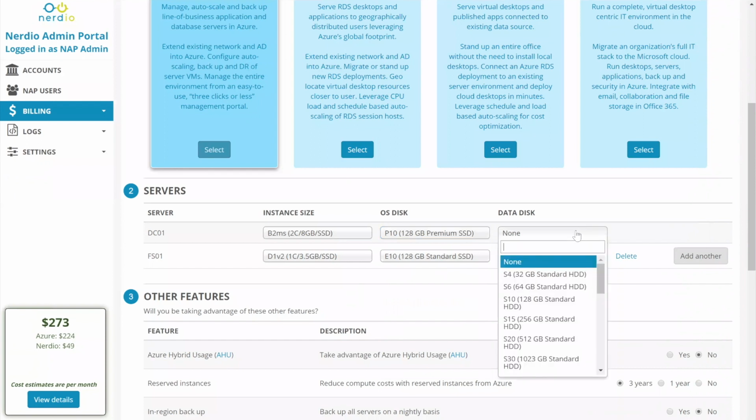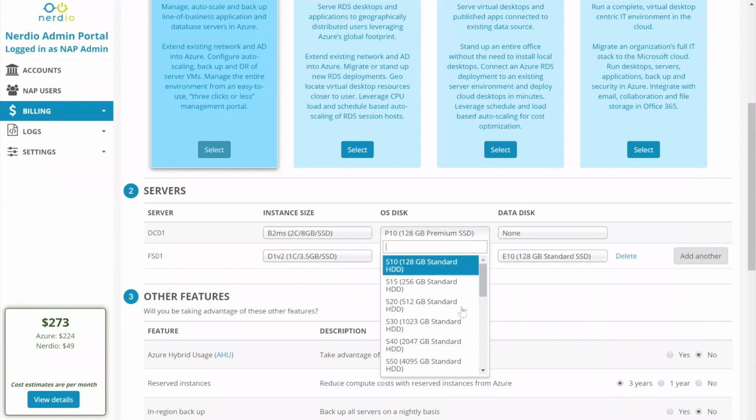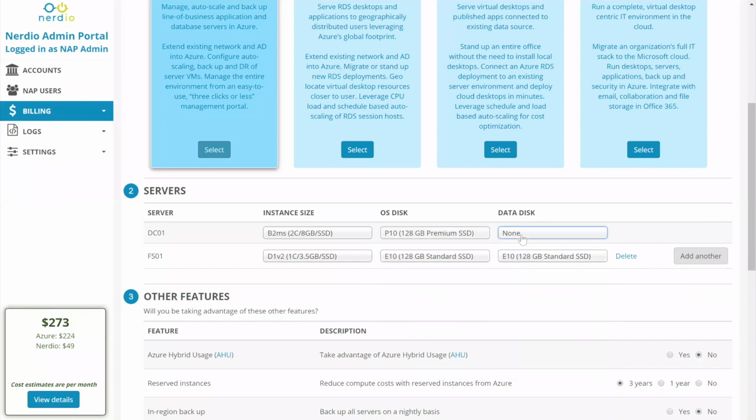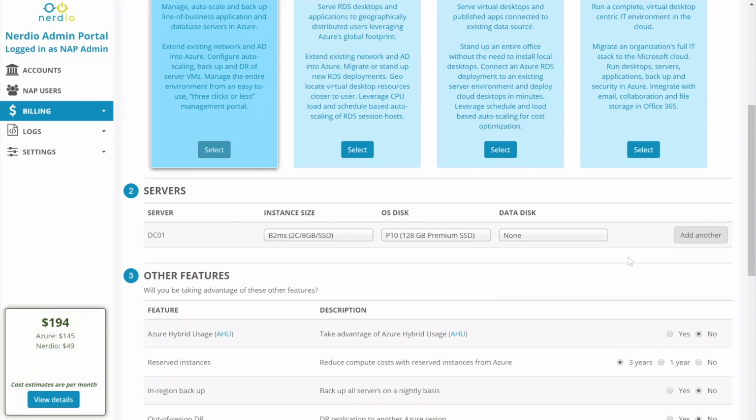Same thing here. It's optional. So there's a none selector here where there's not a none selector on the OS disk. That's mandatory. For a domain controller, you probably won't have a disk right here. If you're going to do FSL1, great. If you're not going to do FSL1, just delete that from the list.